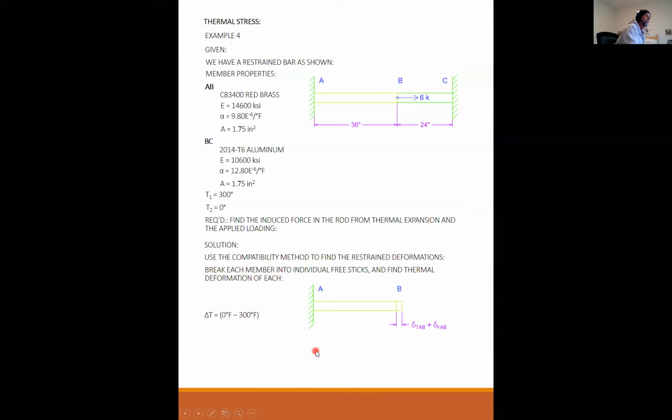Delta T: T2 is 0 degrees minus T1. That gives me minus 300 degrees Fahrenheit. So the change in temperature is minus 300. And delta T of AB is alpha delta T L, which gives me minus 0.1058 inches. That's how far this thing would like to contract if it was free to do so.